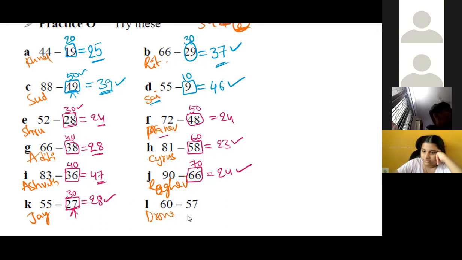Drona. Yes, sir. We have to add 3 to 57 and make it 60, and 60 minus 60 is equal to 0, and we have to add 3, sir. According to the procedure you have explained, right? Yes, sir. But particularly for this question, we can answer directly, right? Yes, sir. 60 and 57. Yes. And even with the procedure and directly also we'll get the same answer. Okay. Yes, sir. Yeah, we'll stop here.